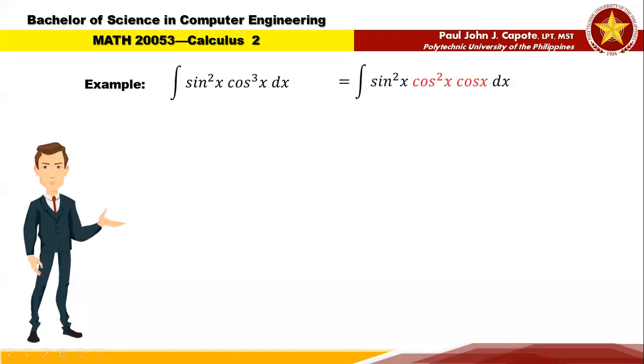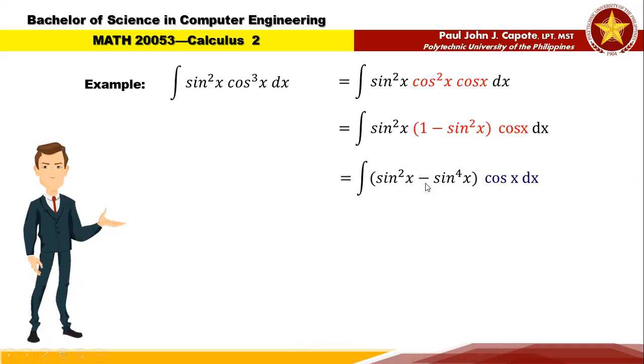So making use of case number 2, we express cosine cube x as the product of cosine square x and cosine x. Right? And then substitute the equivalent trigonometric identity for cosine square x, and so we have 1 minus sine square x. And then what's next? We will multiply sine square x to each term inside the quantity. So we have sine square x minus sine raised to 4 x, cosine x dx.